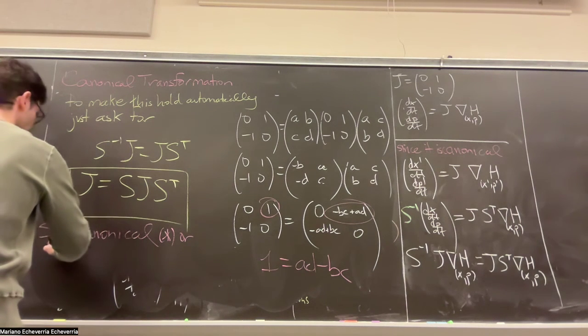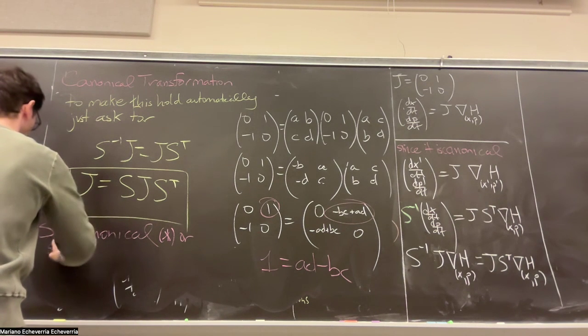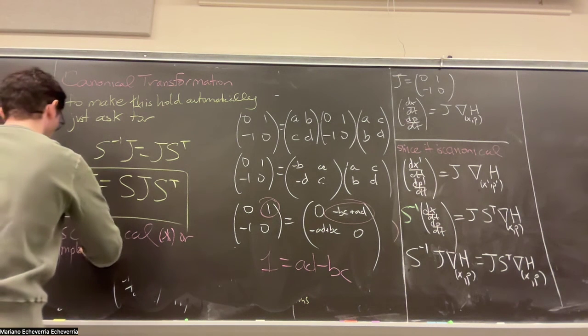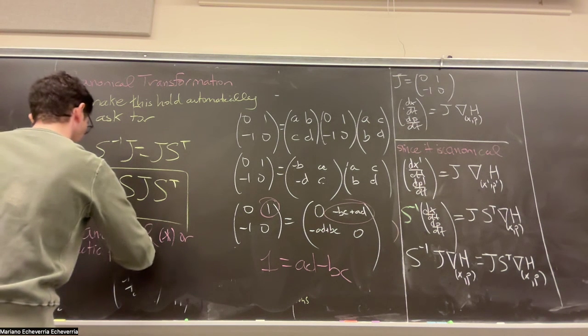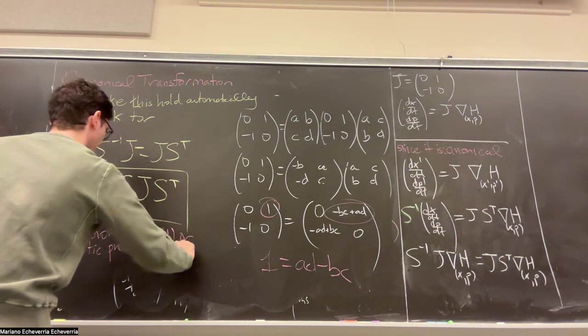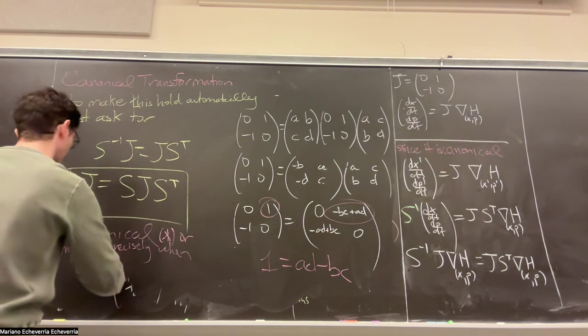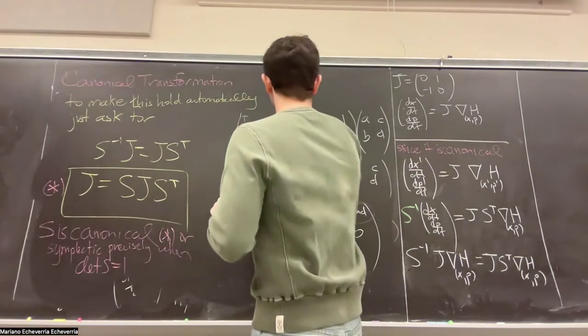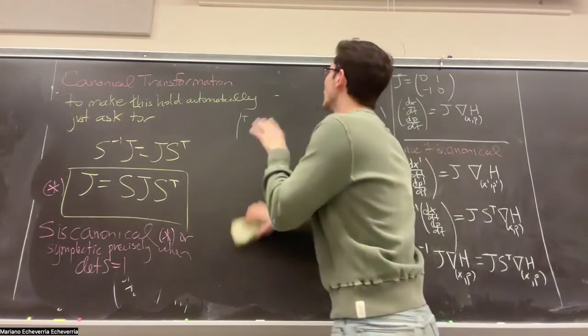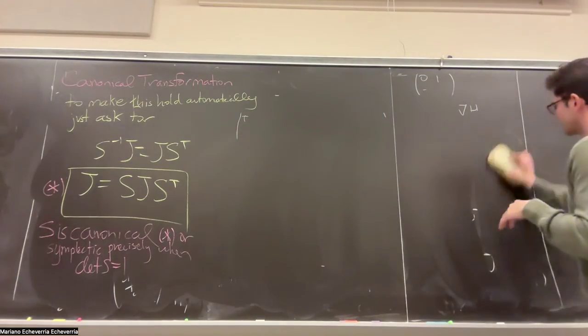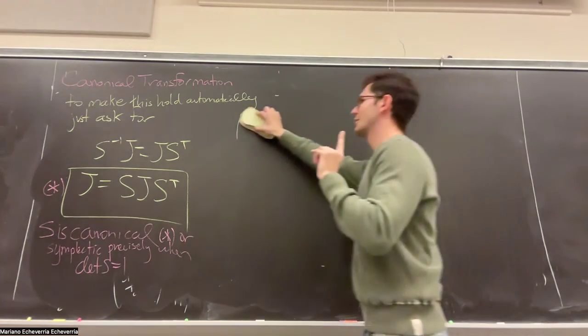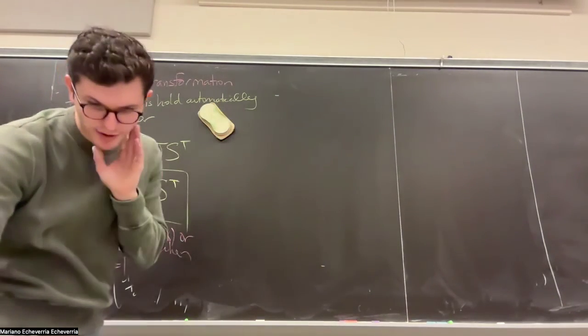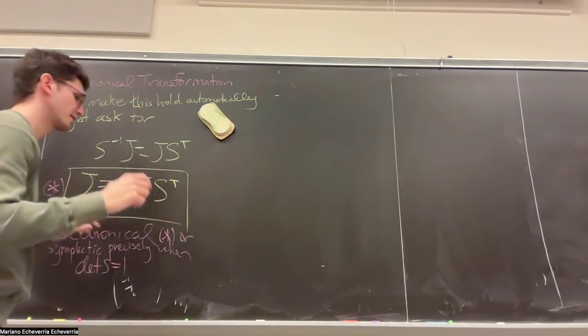So S is canonical, symplectic, precisely when the determinant of S equals 1. Is that making sense? And what's a nice thing about the matrices with determinant 1? Well, there are a bunch of things to say, but let me start with first, more algebraic things.